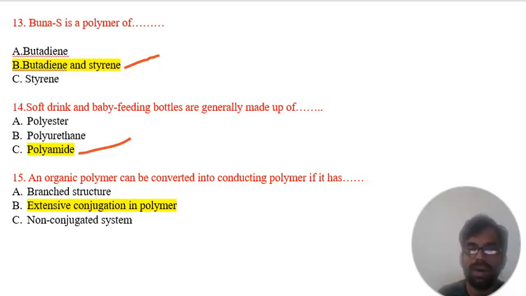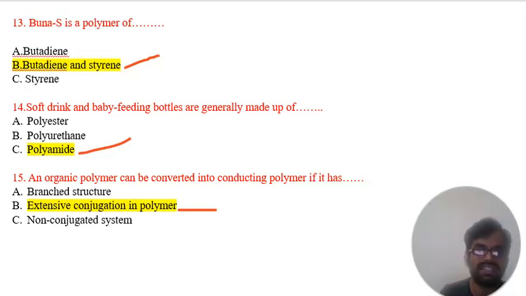The organic polymers can be converted into conducting polymers if it has dash. So the right answer here is extensive conjugation in polymers. Suppose any extensive conjugation interaction is there in the polymer, then you can convert organic polymers into conducting polymers. So B is the right answer.